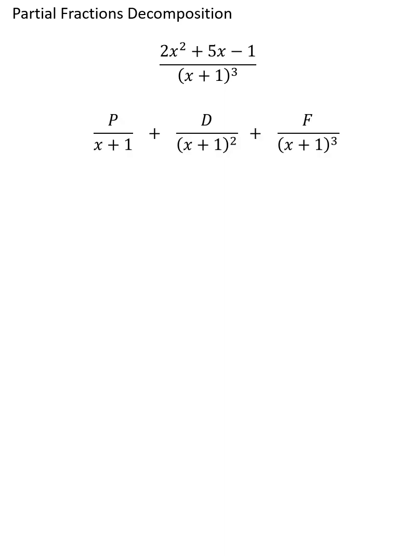I call a type 3 problem one that has a linear denominator raised to a power. So, how do you deal with this situation? Well, you break it up into one fraction for each power leading up to the highest power that you have in the denominator. Since our denominator of the original problem is a linear factor cubed, I'm going to break this up into three fractions, each having a different power of x plus 1 in the denominator.